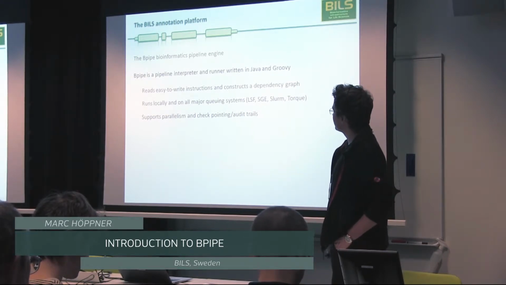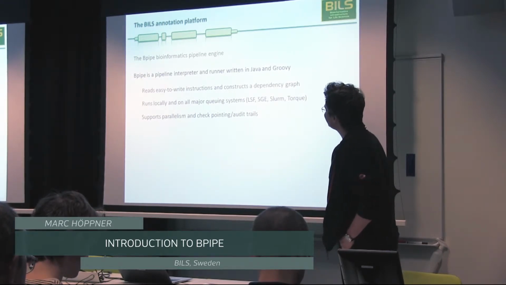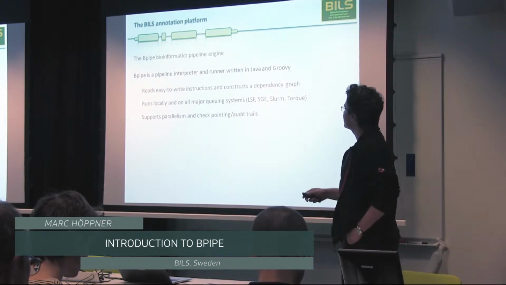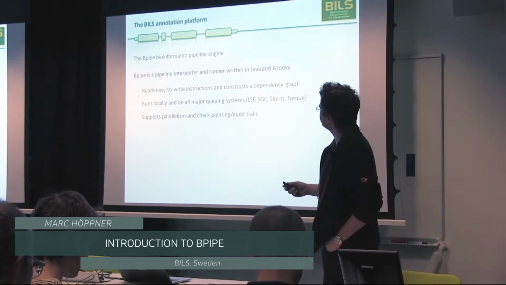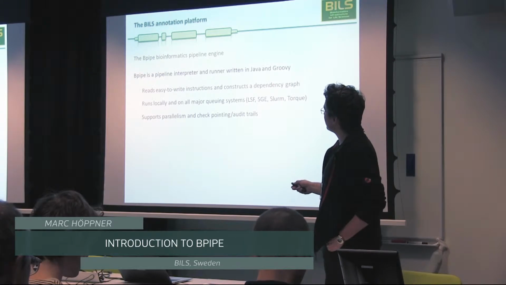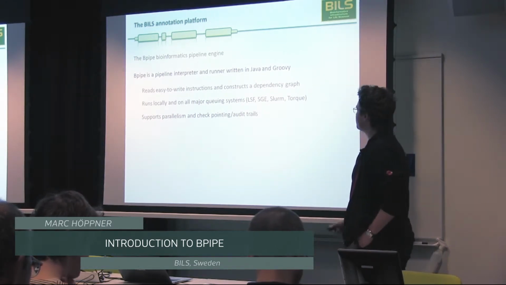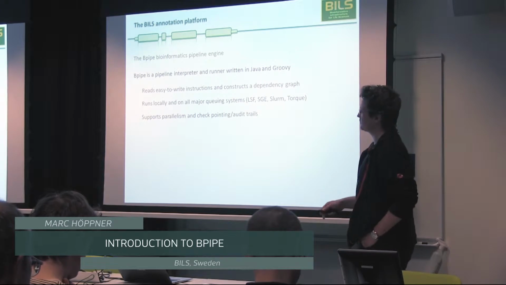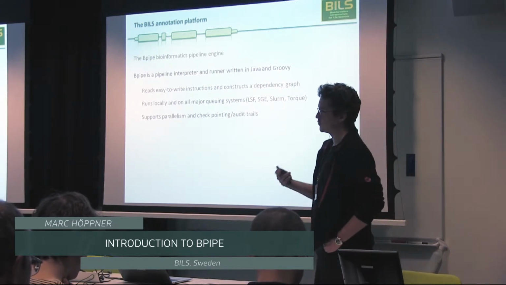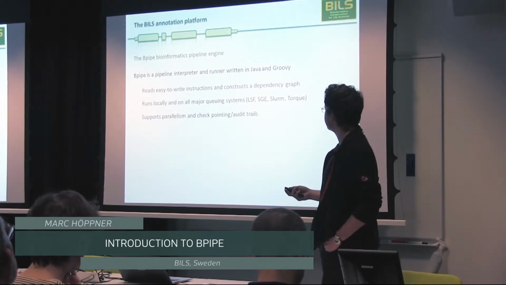So Bpipe essentially reads easy to write instructions and constructs from these instructions a dependency graph, which then can be run locally on your local machine or on all major queuing systems. So it supports LSF, Grid Engine, Slurm, Torque. And getting new support is actually fairly easy, so they have documentation if you need a new queuing system. Getting that implemented is stupidly easy.